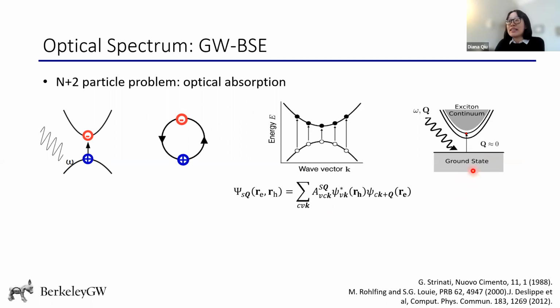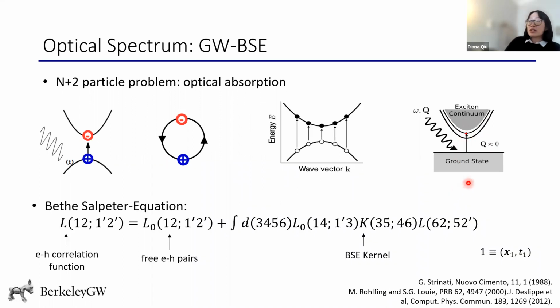Alternatively, you can also think of this as some particle that's being excited out of the ground state, and it has some dispersion. Depending on the strength of the electron-hole interaction, you can get a number of discrete bound states, as well as a continuum of states where the exciton continuum corresponds to the quasiparticle band gap. To describe the exciton, we need to solve an equation for the electron-hole correlation function L. This is known as the Bethe-Salpeter equation, or BSE. You can see it has the form of a Dyson equation, with this kernel K playing the role of the two-particle self-energy.